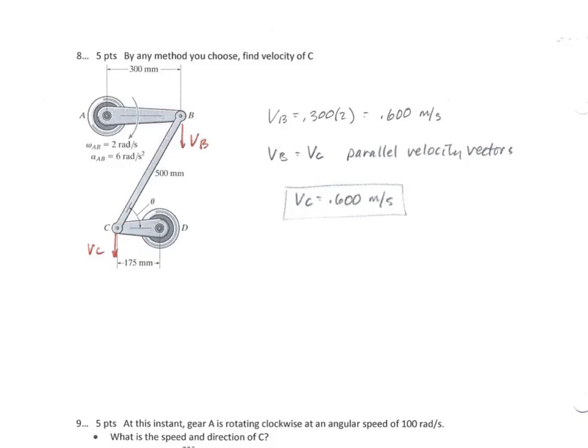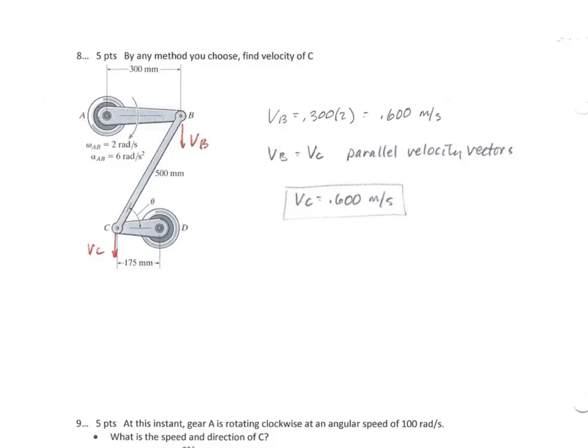So the only thing you could really do is understand that V_B goes down and this pushes the C down this way, and V_C goes down in a parallel way here. So parallel velocity vectors was really the only approach. If you got the right answer but didn't use this approach, then I may have taken off some points.